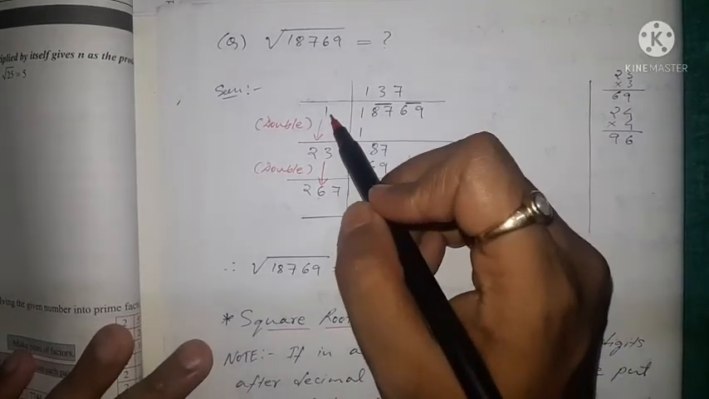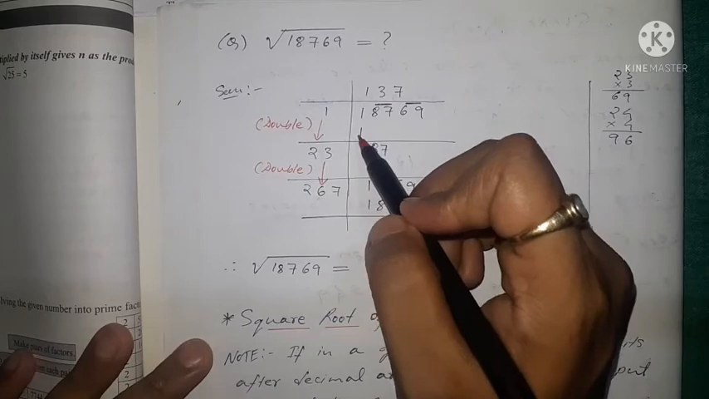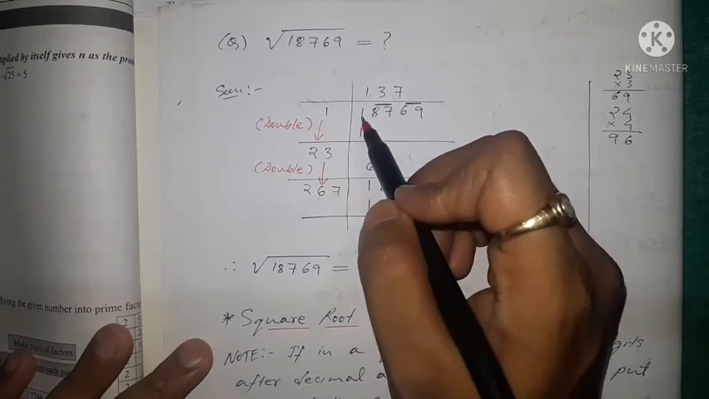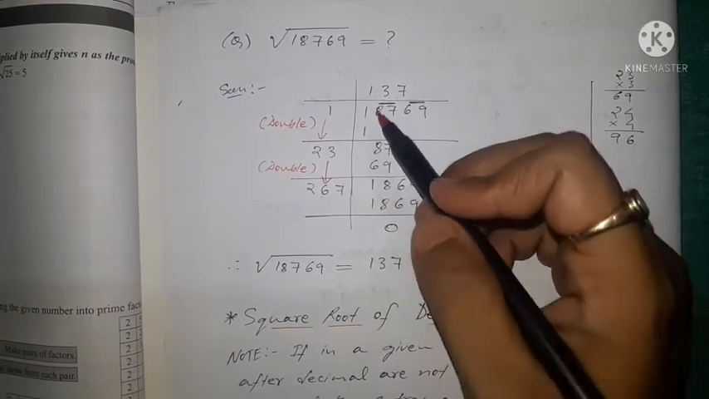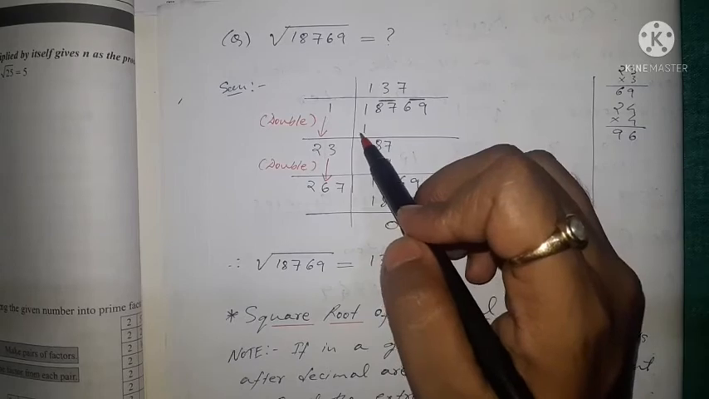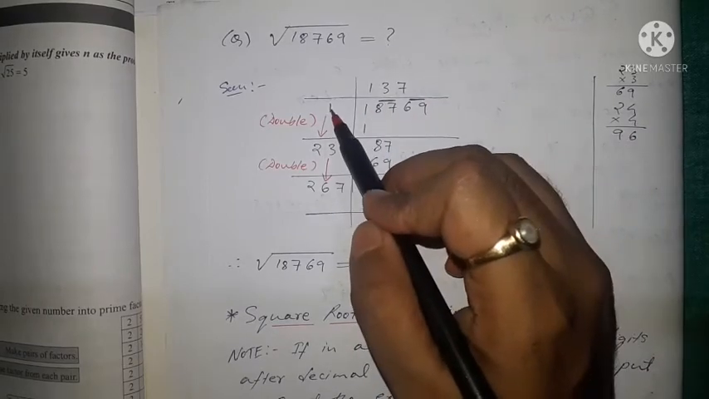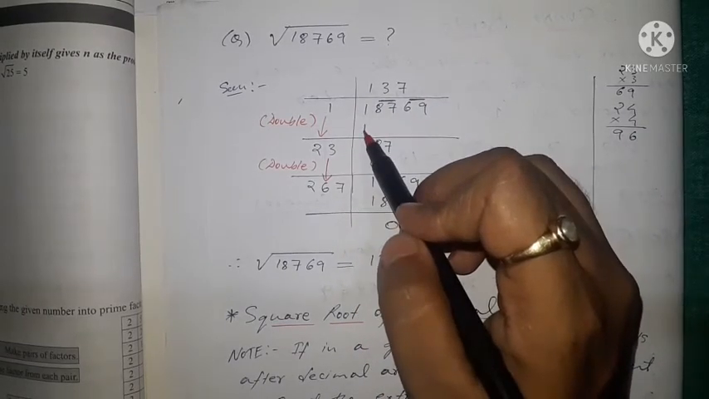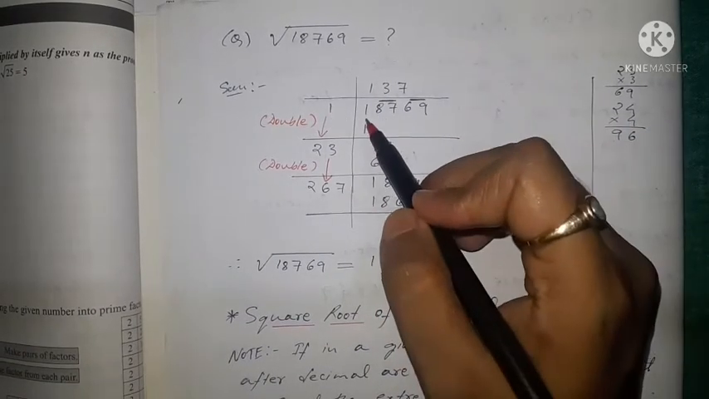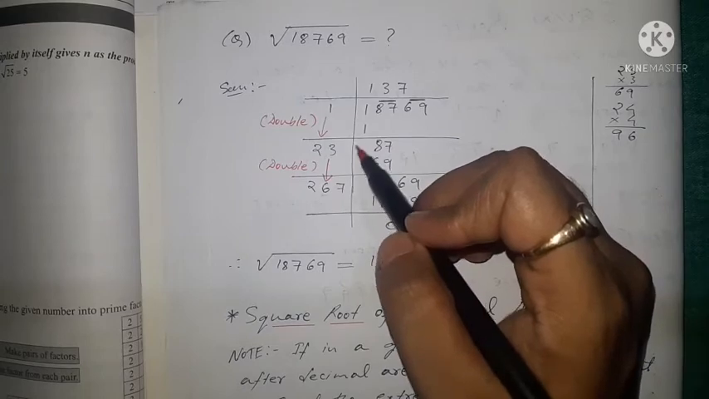Now we take the square of a number whose value is 1 or less than 1, so we start from this number. We know that 1 squared, that is 1 into 1, is equal to 1. So we write 1 into 1 equals 1 here. The remainder is 0, so there is no need to write 0.